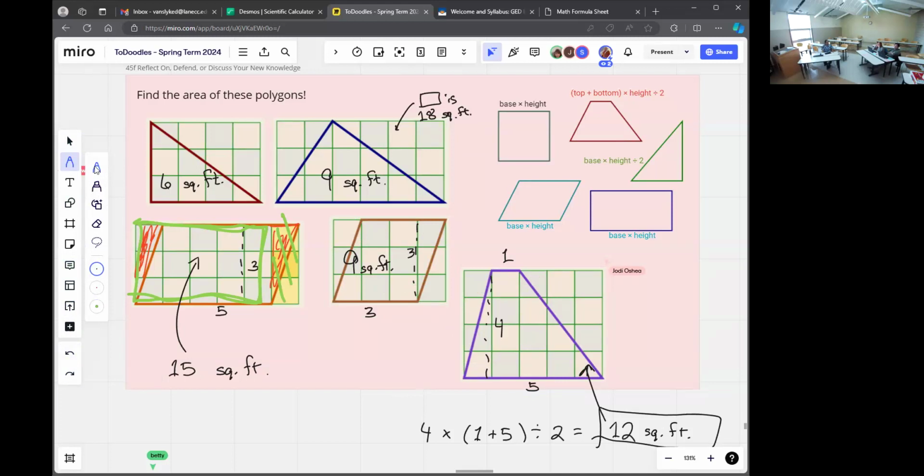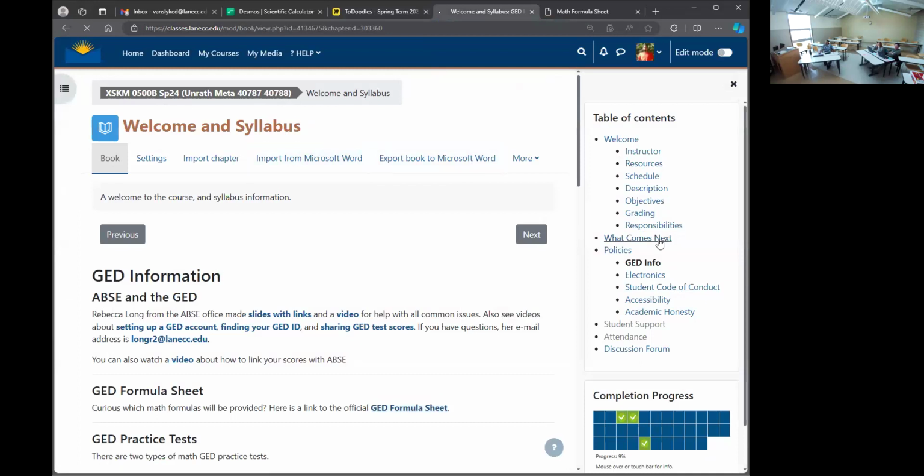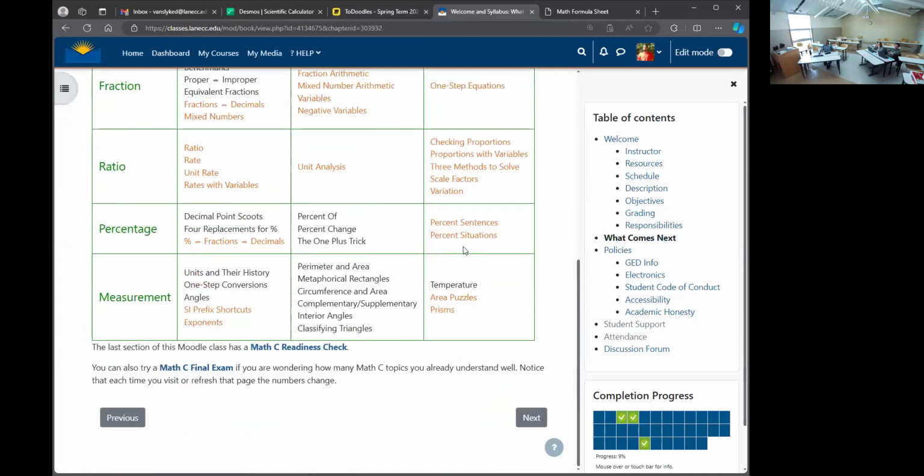Okay, well, that's all there is about the geometry for Math B. There's a lot more in Math C. If we again go to what comes next, then you get some interesting stuff here, and you get some interesting stuff here, and the area puzzles are the fun things. If we had more time, we could talk about temperature, but I sort of just saved that for the readiness test, because it's so easy. And we could have talked about that when we talked about plugging things into formulas earlier, but I don't think we picked that one.